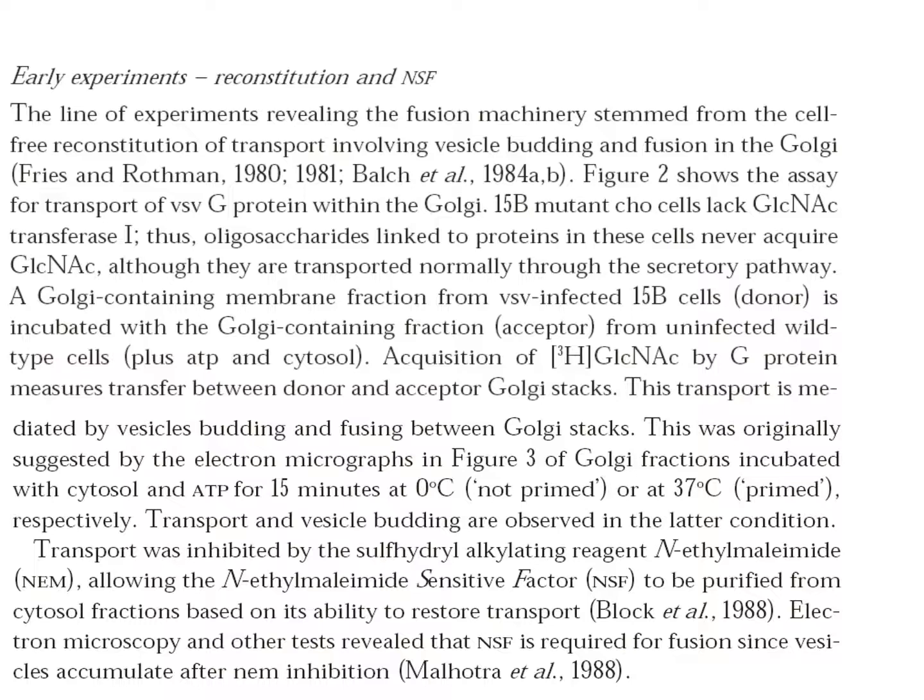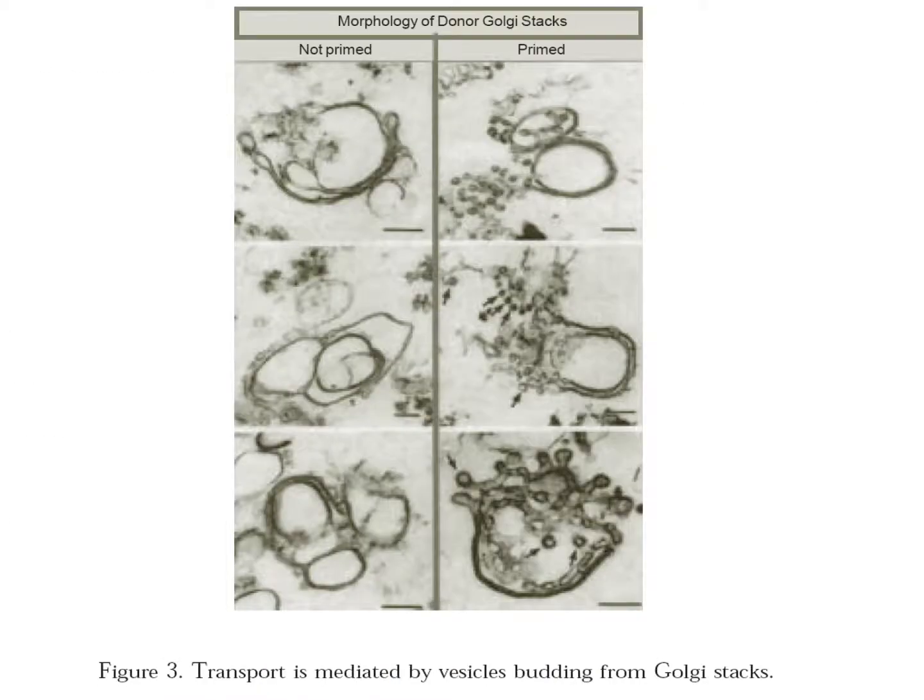They added cytosol and ATP for 15 minutes at 0 degrees. That froze everything. Or they did the same mixture at 37 degrees. And what did they find? At 0 degrees, which is here, notice there's no vesicles with the Golgi. At 37, body temperature, in their test tube, what do they see? Vesicles formed and moving to the next stack. Okay, vesicles.